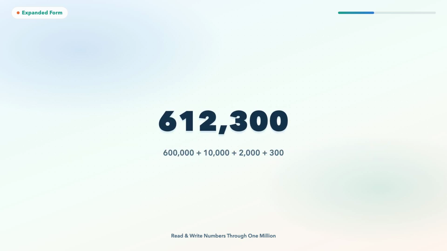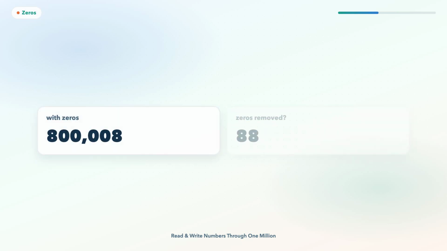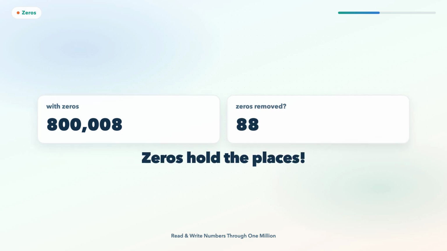Try a few more. 612,300 expands to 600,000 plus 10,000 plus 2,000 plus 300. 500,000 is just 5 times 100,000. 800,008 keeps both 8s. 800,000 plus 8. 90,027 is 90,000 plus 20 plus 7. 0 does not mean a place disappears. 0 is a placeholder that keeps every other digit in the correct home. Without zeros, 800,008 would look like 88, totally different.